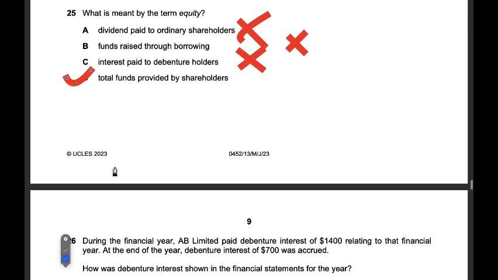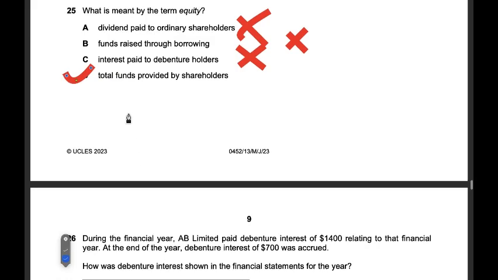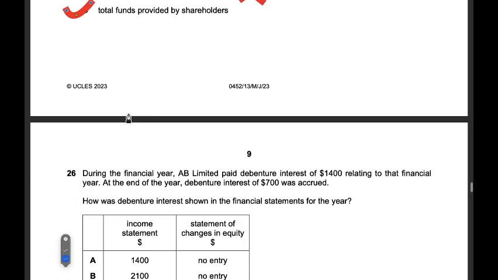And when you talk about a sole trader as well, the total funds provided by shareholders or invested by the sole owner is equity, owner's equity. Alright, so option D is the correct answer.